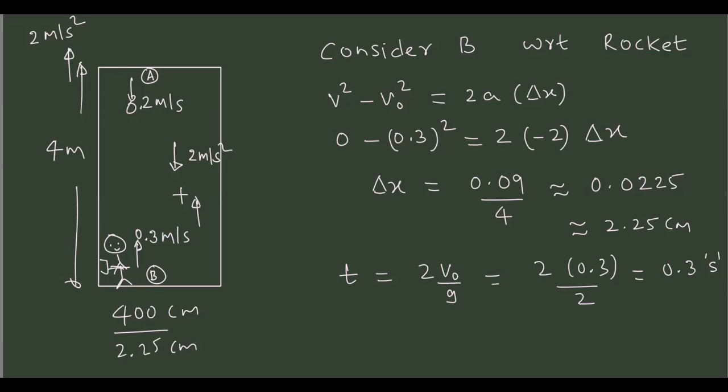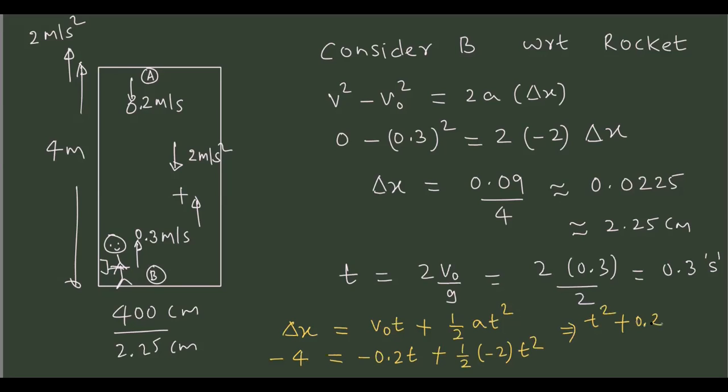Okay, now which equation will I use? I'll just use delta x equals v naught t plus half a t square. Since I have taken the upward direction as positive, the displacement is minus 4. The initial velocity is minus 0.2, so minus 0.2 t plus half, the acceleration is minus 2, times t square. Now this is a quadratic equation, we need to use the formula to solve this. So I have t square plus 0.2 t minus 4 equal to 0.